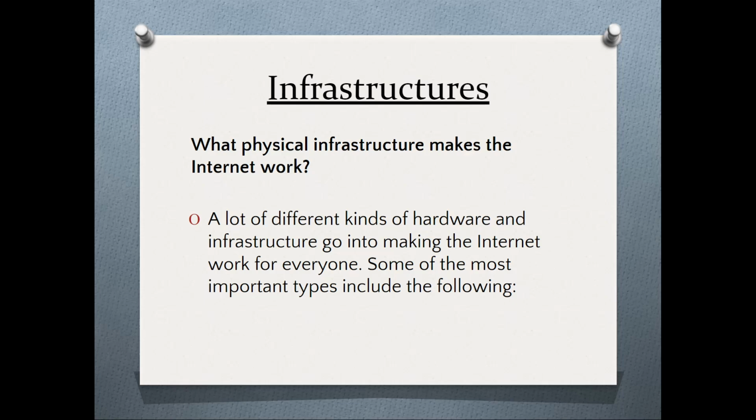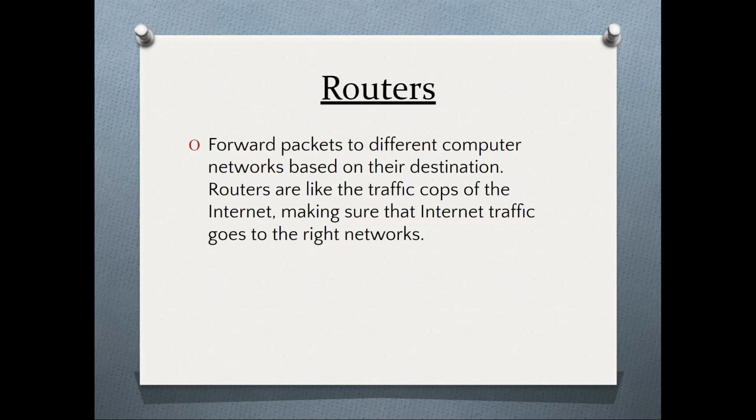Infrastructure. What physical infrastructure makes the network or the internet work? A lot of different kinds of hardware and infrastructure go into making the internet work for everyone. Some of the most important types include the following. Routers. Routers forward packets to different computer networks based on their destination. Routers are like traffic hubs of the internet, making sure that the internet's traffic goes to the right networks.